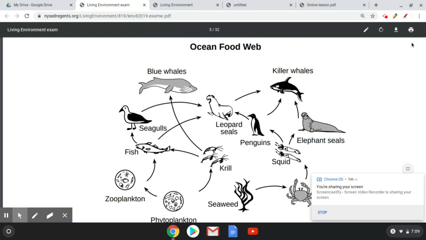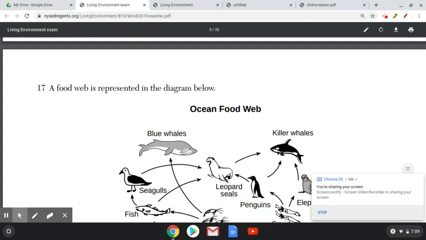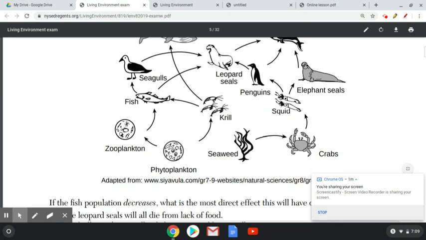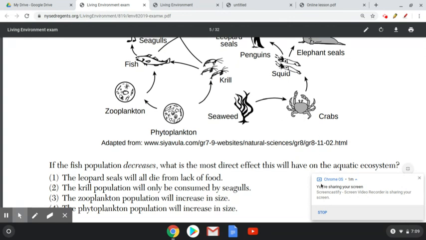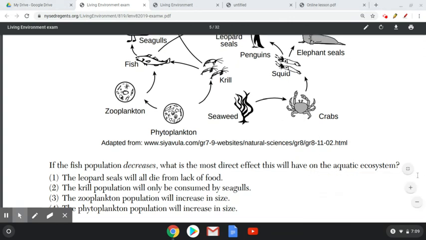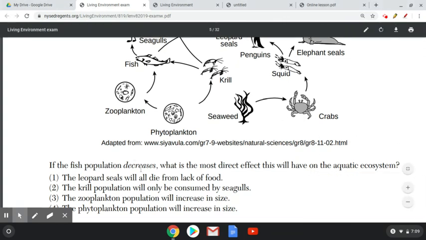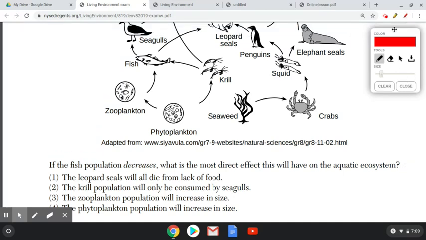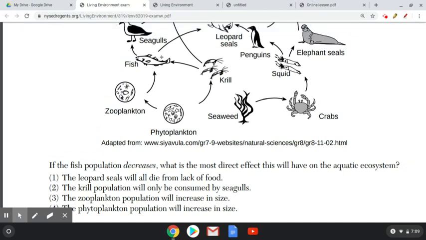Okay, here we have a food web. This is an ocean food web, and it says a food web is represented in the diagram below. And the question says, if the fish population decreases, what is the most direct effect this will have on the aquatic ecosystem? So if we take a look, we have the fish population right here.